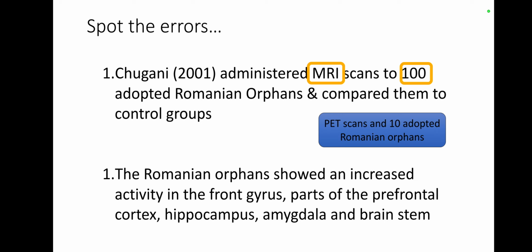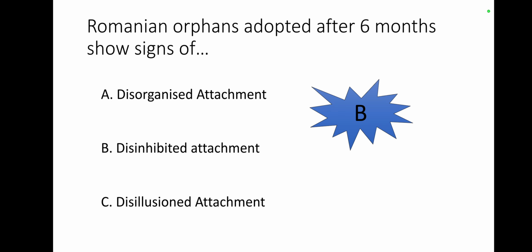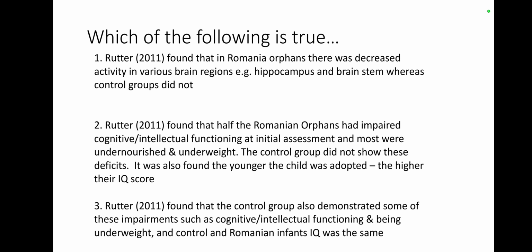Bottom statement, there was only 1 error in here, and it was this one here. The brain activity was not increased, it was significantly decreased in those regions. What is the type of attachment that children show after being raised in Romanian orphanages for after 6-month period? Should be option B, nice and quickly there, disinhibited attachment.